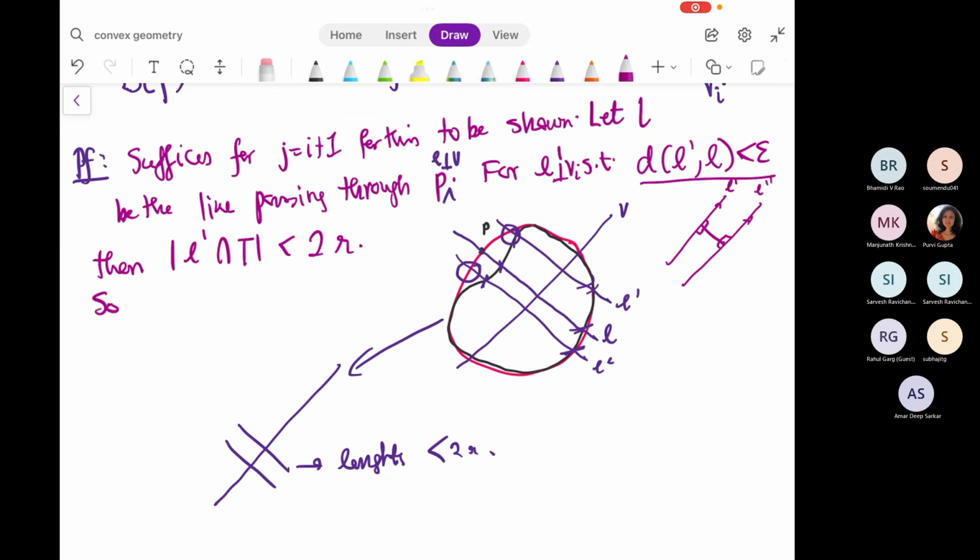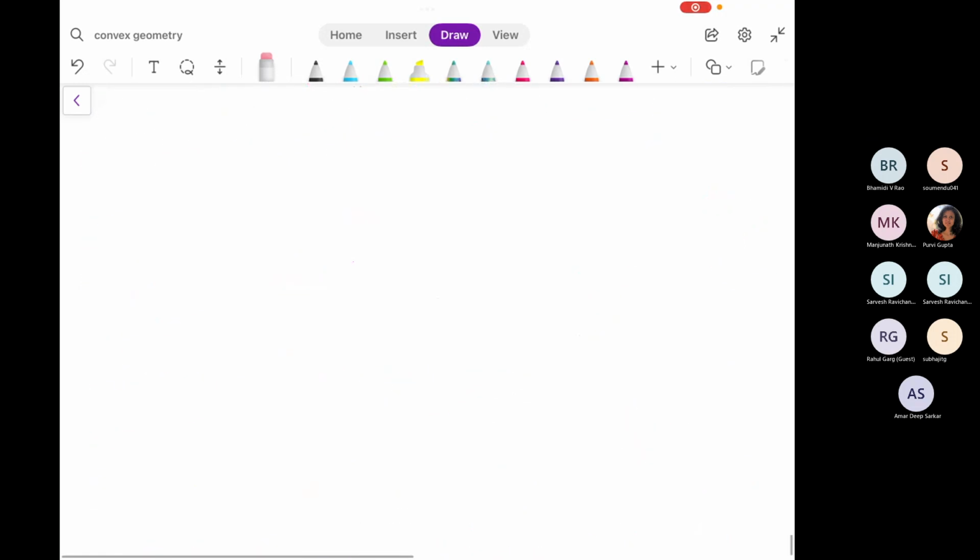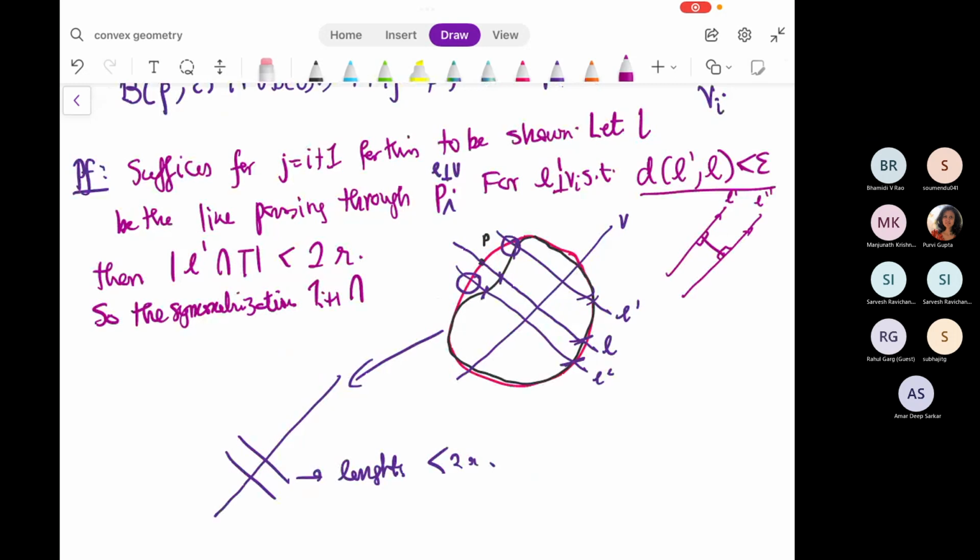So if L prime intersection T is less than 2r, the symmetrization Ti plus 1 intersection that particular line, intersection B0r, will be an empty set. And this will happen across the reflection as well. And this completes the proof.